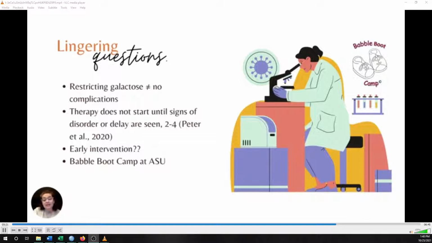It is so late in development. There's such a critical window in there that we're missing. These kids waiting to see the disorder when we already know that there is such a predisposition for speech and language issues is just insane. Why wait when you can start the therapy earlier?